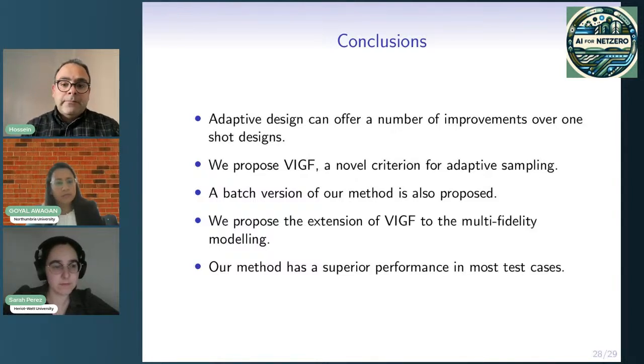I didn't present multi-fidelity modeling for the sake of time, but there are many situations where we have several simulators that simulate the same quantity of interest, and we want to leverage information from lower fidelity models to create an accurate emulator for the high fidelity model. So this is multi-fidelity modeling. Again, I skipped it, but if you are interested, please have a look at our paper. And we found that in most test cases, VIGF has a superior performance compared to the available methods.